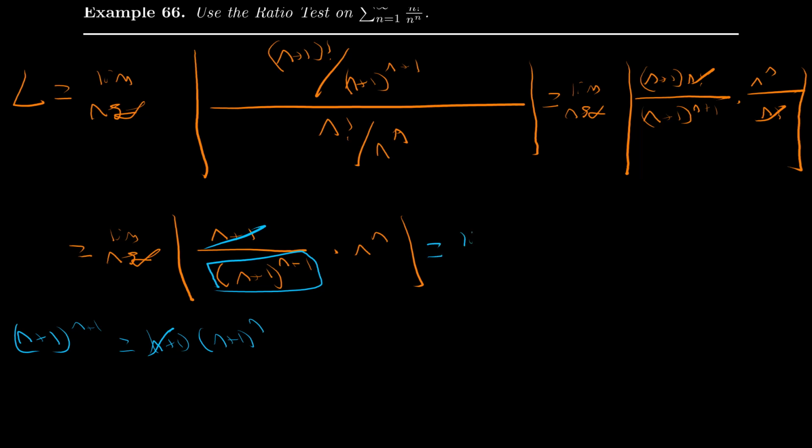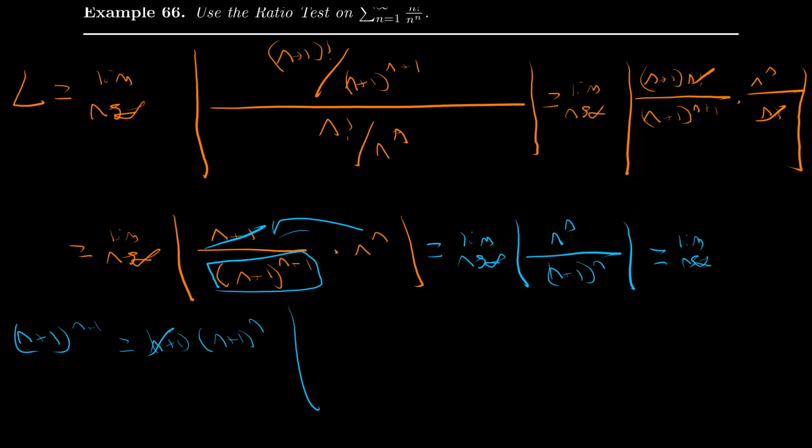So then this will equal the limit as n goes to infinity of the absolute value of, and then I'm just going to write all that out, and that's going to be n to the n. It's going to go on top. It was a 1 because it canceled. Over, and then n plus 1 to the n. Now these are both raised to the n power, so I can write them together inside a single thing. The limit as n goes to infinity of the absolute value of n over n plus 1 to the n.